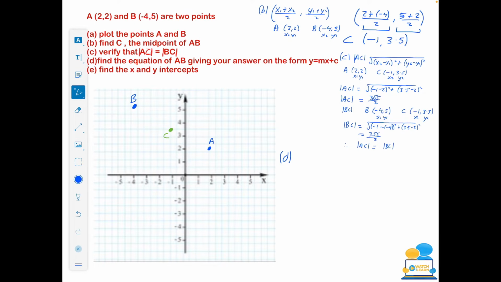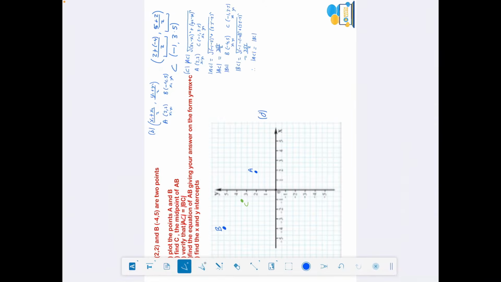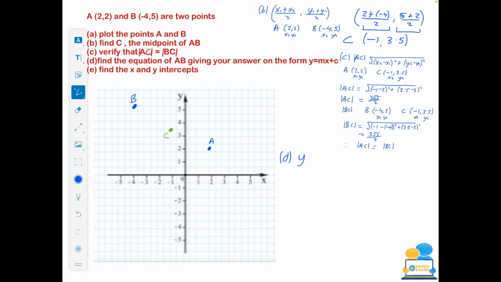So part D says to find the equation of AB, giving your answer in the form y is equal to mx plus c. Now, we'll worry about the last bit at the end. The question says find the equation. Okay, we're finding the equation of a line. I'm going to make out my little box. So anytime it says find the equation of the line, we write down y minus y1 is equal to m bracket x minus x1.